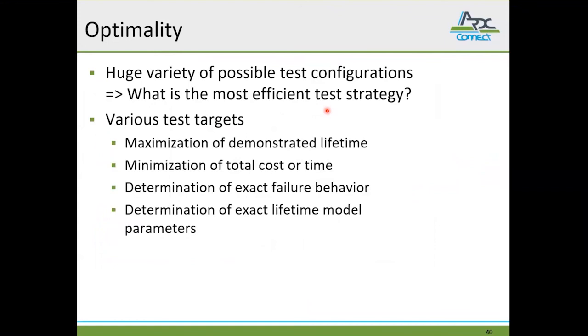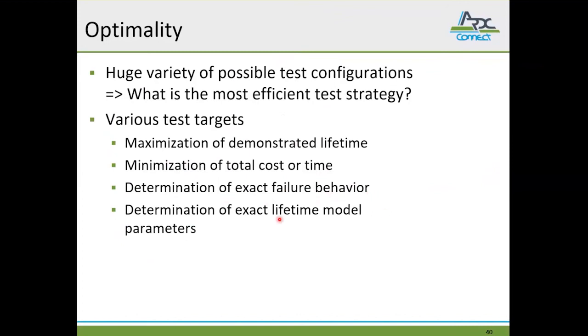Besides maximizing our demonstrated lifetime, we can also look at other optimization goals. Maximization of the demonstrated lifetime, I've shown you this. Then minimization of total cost or time was, for example, the idea of shifting specimens to a higher load level without reducing the demonstrated lifetime much. And we can also use this approach to determine the exact failure behavior. So this means to determine the best test configuration for parameterizing our Weibull distribution.